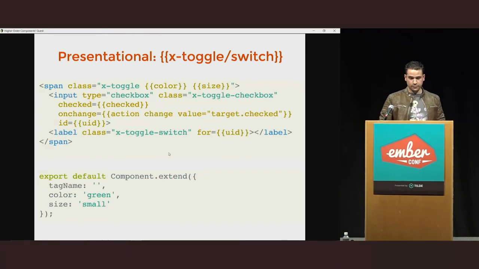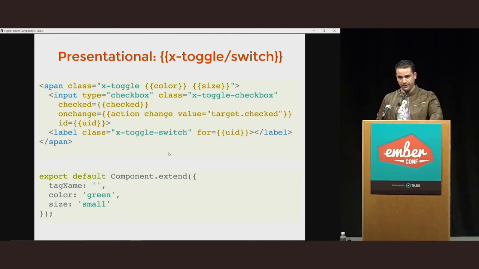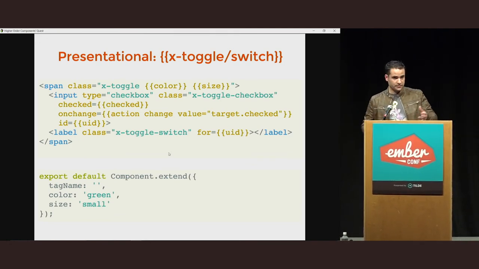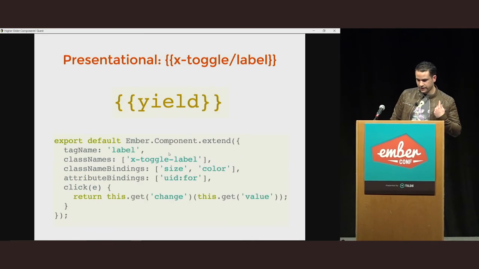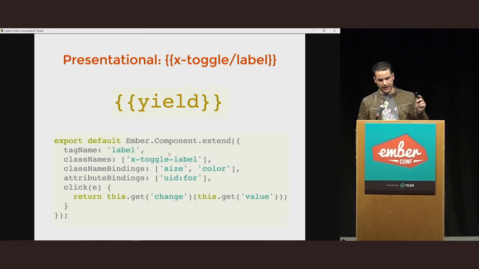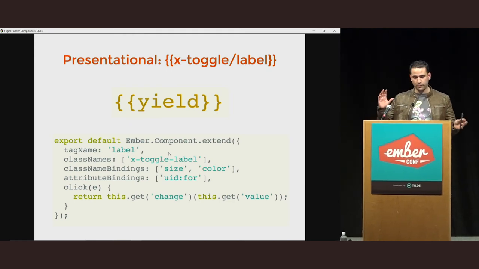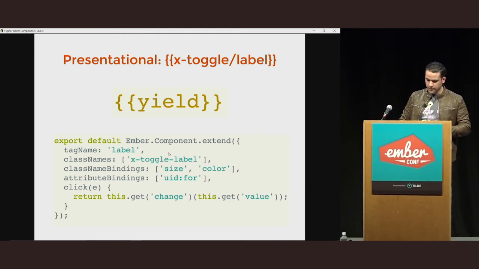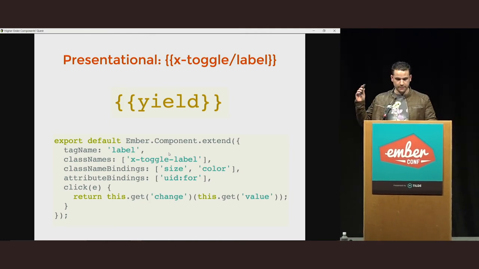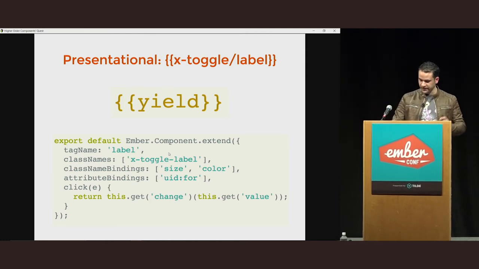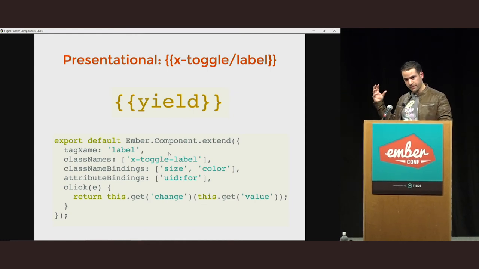So this component prepares everything inside. And the presentation components are extremely simple. The switch just copies the markup and puts here the default values, because this is where they actually belong, the size and the color. And the x-toggle-label is just a yield, and it happens to be a component with a tag name label, some attributes bound, and whenever you click it, it's going to call the change action with the value passed to this component. So it's relying on the parent component to decide what calling this action actually means.